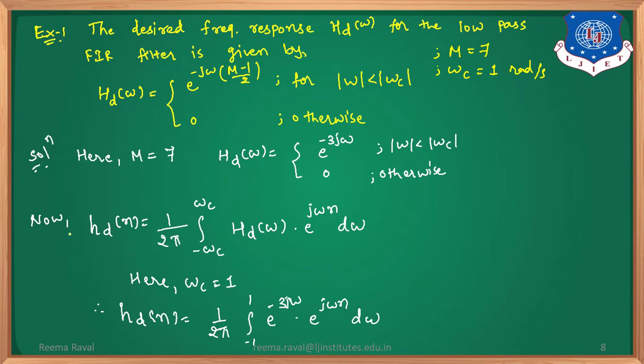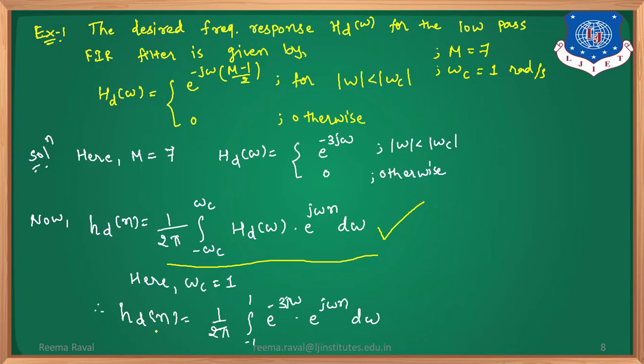Okay, so we have taken these two values over here. Now what we need to find is HD of n, whose formula is 1 by 2 pi integration in the interval minus omega c to omega c HD of omega into e raised to j omega n into d omega. This is the formula which we are going to use for any of the windowing functions, whether it may be Hamming window or Hanning window or such windows. Now we have taken here cutoff frequency omega c equals to 1. Let us place this in the above equation.